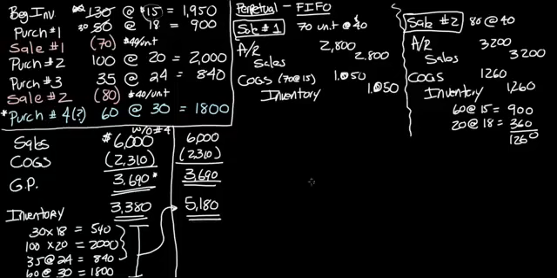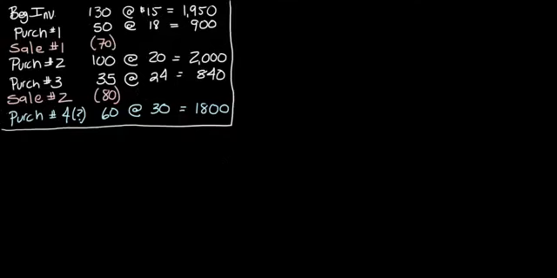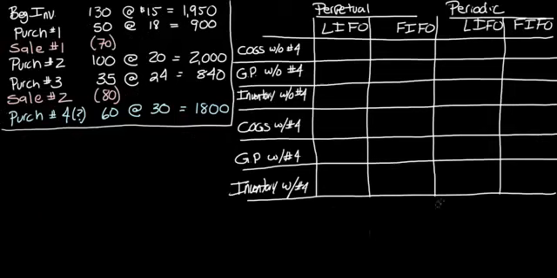Before I finish, I want to do one last thing. I want to take this data and put it in a table so that we can follow all of this through all the different computations we're going to do. I'm going to go to this table number 5, which I've already set up here. You can see I have labeled across the top perpetual and periodic, and under each of those, I have LIFO, FIFO, LIFO, and FIFO. So we just finished the perpetual FIFO.